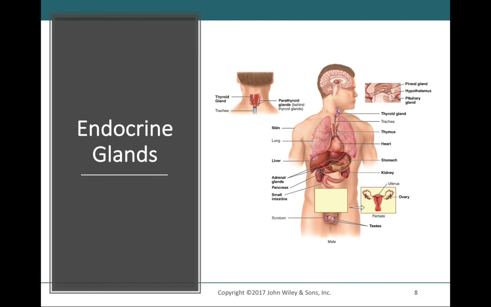So a very high yield exam question that I suggest that you all study for are where each of these endocrine organs can be found. The location of these endocrine glands is very, very important.